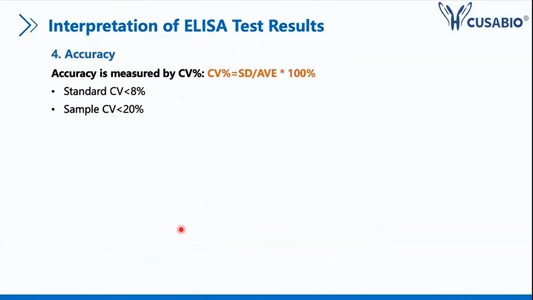The last aspect is the accuracy. Accuracy is commonly represented by the coefficient of variation, let's say CV. The calculation is based on the standard deviation and the average value between the 2 replicates. The CV can help us to identify any inconsistency and inaccuracy in the result. The larger the variance, the greater the inconsistency and error in the experiment. Usually for the standards, we require the CV to be less than 8%, and for the samples, we expect the CV to be less than 20%.